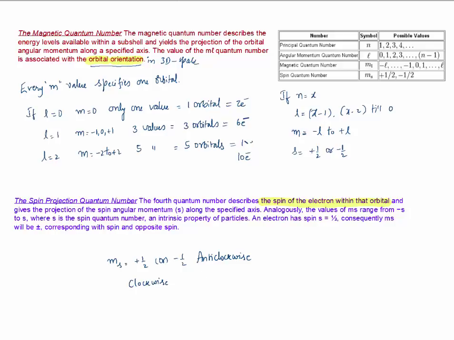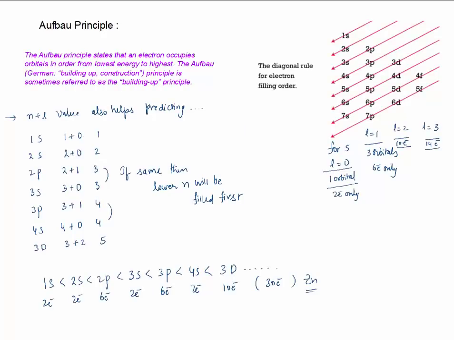Now, the next topic will be the Aufbau principle. Please remember, the Aufbau principle states that an electron occupies orbitals in order of lower energy to higher energy. Please remember, it is not a scientist's name or something. Aufbau is German for building up principle. Sometimes it is called the building up principle. Generally we draw the Rangoli in class: 1s, 2s, 2p, 3s.